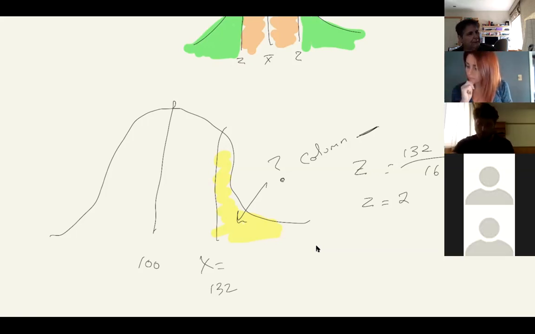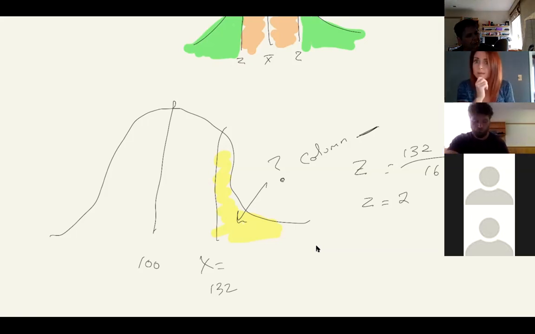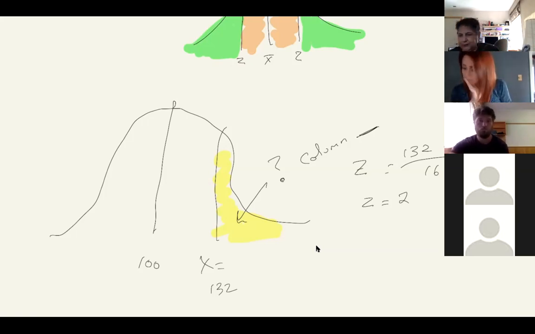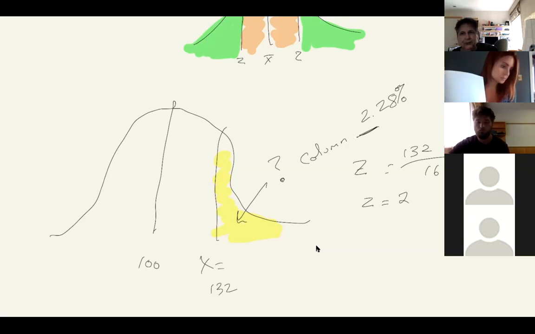I think Heather, what'd you get? 2.28%. Right, 0.02275. So 2.28%. Thanks for rounding. And that happens to be the answer to the question.